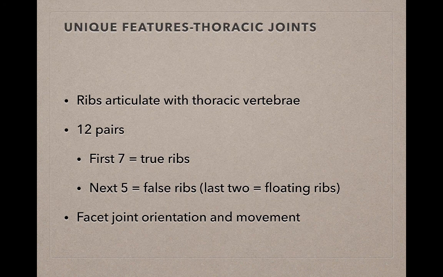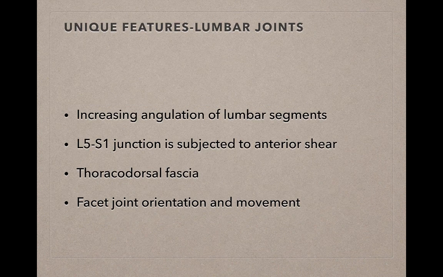At the lumbar spine, we start to see that the segments of the lumbar spine, as they approach the sacrum, begin to angle more as the lordosis increases. This is a weak point in the lumbar spine as the spine transitioned from quadruped to bipedal support. L5 and S1, the lumbosacral junction, is commonly where you're going to find some of these pathologies because it's subjected to such anterior shear.